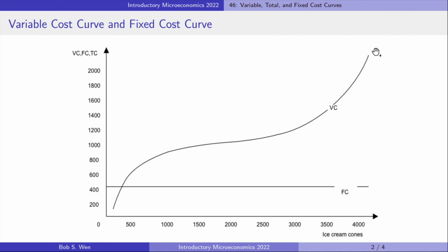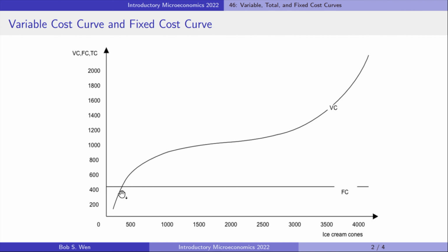The variable cost is the cost that varies with the quantity of output produced. By contrast, the fixed cost is the cost that does not change with the quantity of output produced. In our case, it includes the rent of the building and the investment in the machinery. Regardless of how many ice cream cones are made, the firm still has to pay the fixed costs.